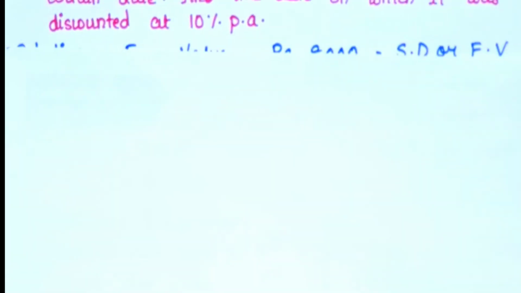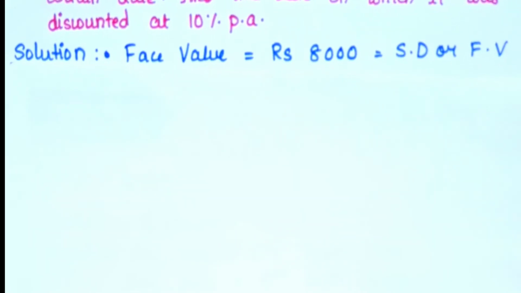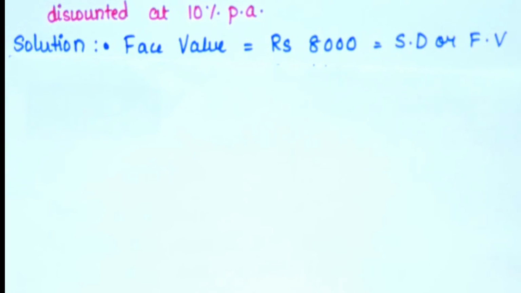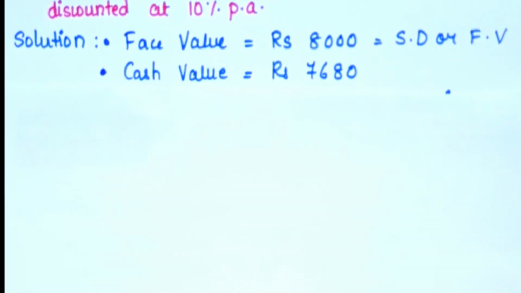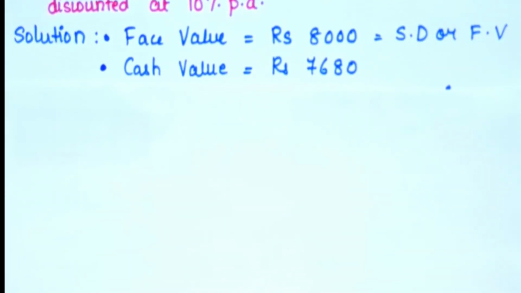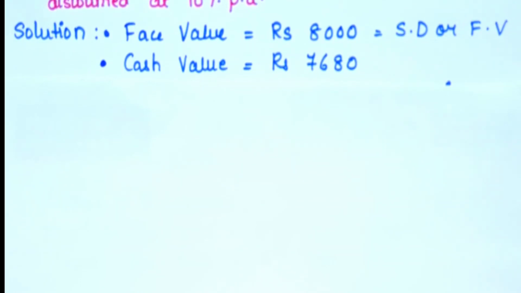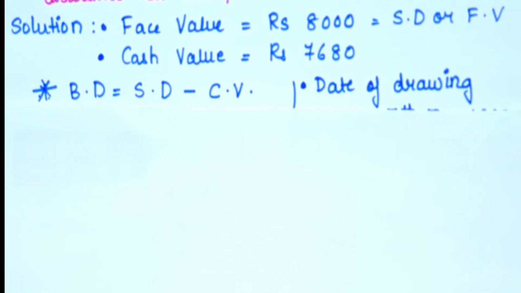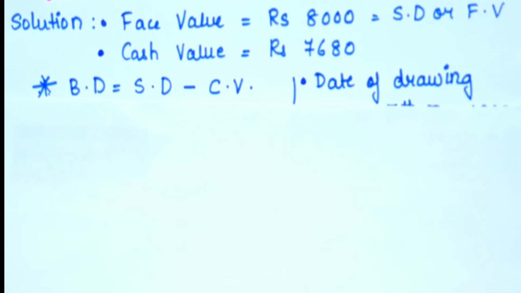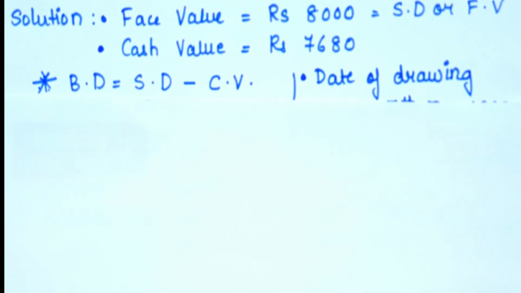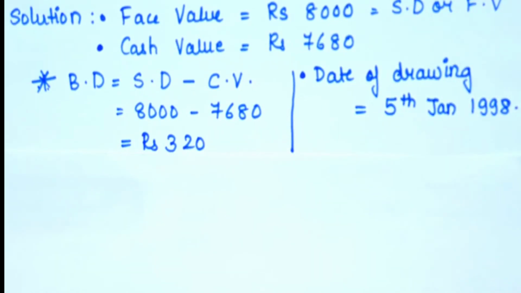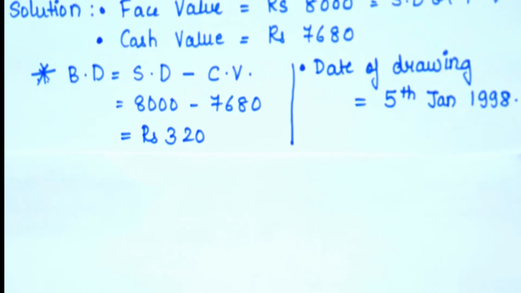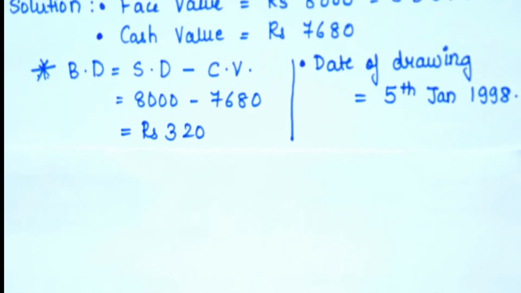So let us start with the solution. The face value is given to you, rupees 8,000. You can call it sum due or face value. Next thing, cash value is given to you as rupees 7,680. You have got this formula: banker's discount is equal to sum due minus cash value. Just subtract both of them, you'll get the banker's discount. It is 320 rupees.